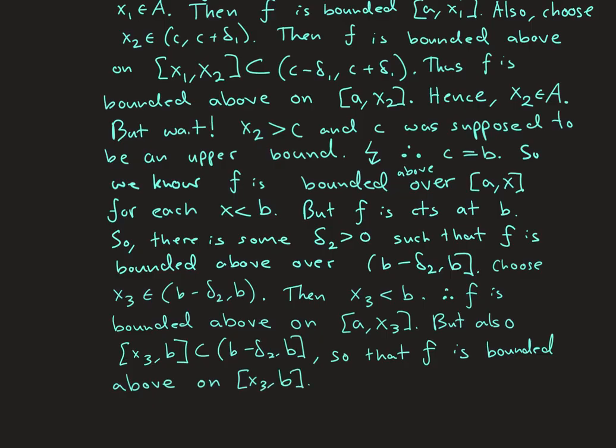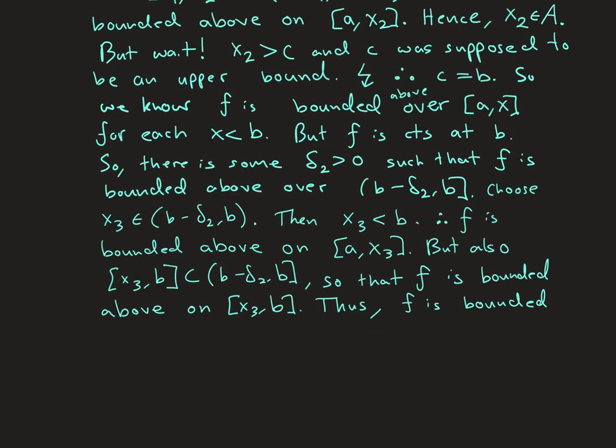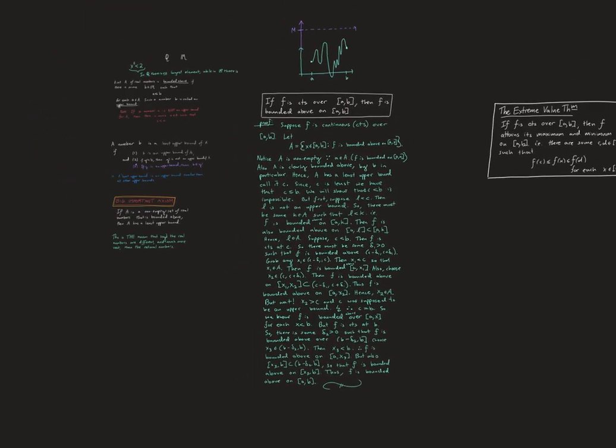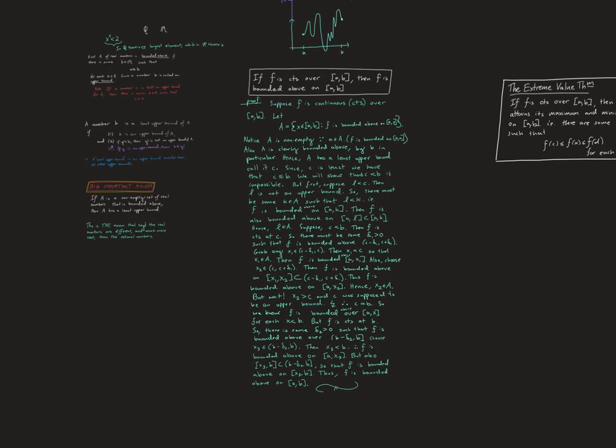Okay, so let's see what we have. We have that f is bounded above on the closed interval from a to x sub 3, but it's also bounded above on the closed interval x sub 3 to b. Thus, f is bounded above on the closed interval a to b, and that's what we wanted to show. Okay, nice compact proof. There it is in one frame there. That is probably one of the bigger proofs of today's video.